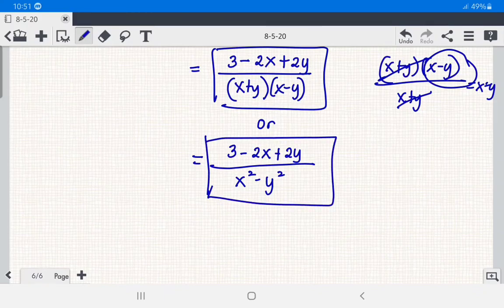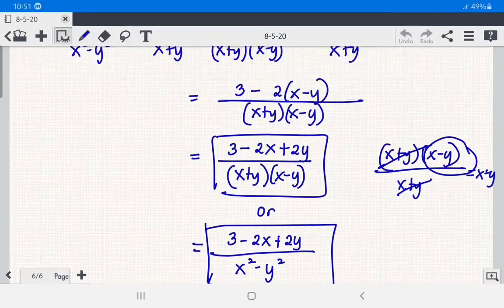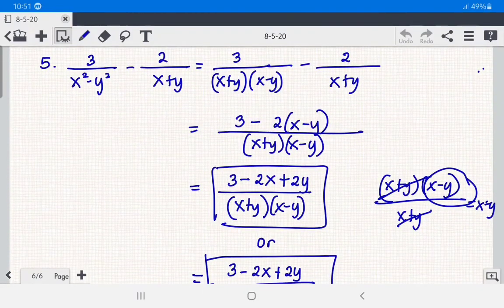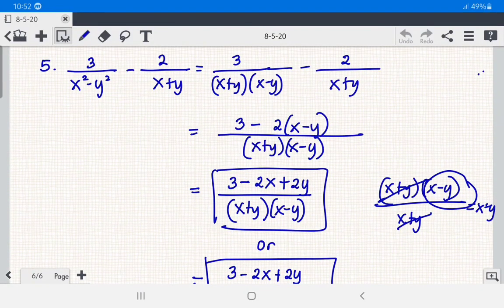Okay, so that's it. So, that's it for today. I know that you learned now how to add and subtract similar rational expressions.